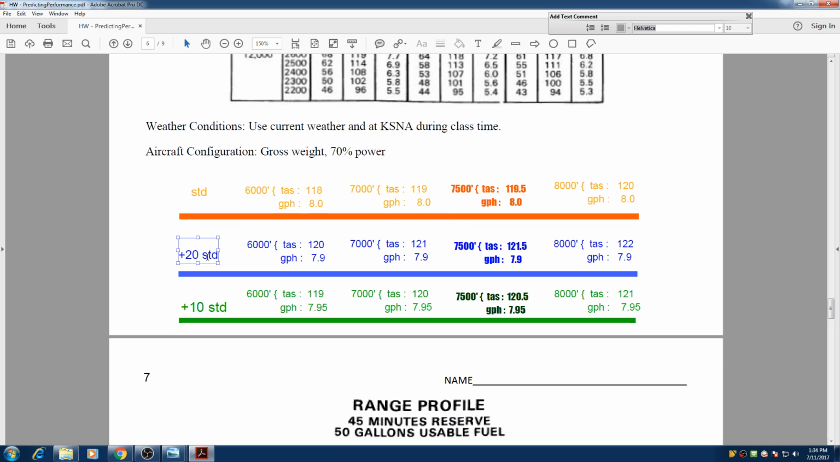I write down the numbers for 20 degrees above standard. Again, the same system: we copy down the numbers, we find the values for 7,500, and finally we interpolate between these two. How can we do it? We know that between 118 and 120 is 119, because we're interested in 10 degrees, almost 9 degrees above standard. These are the values.